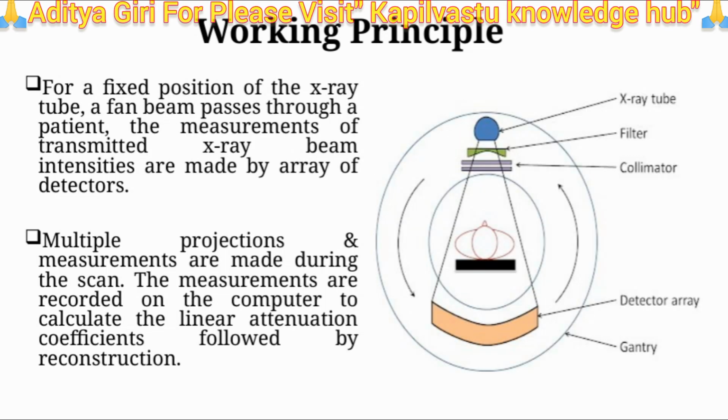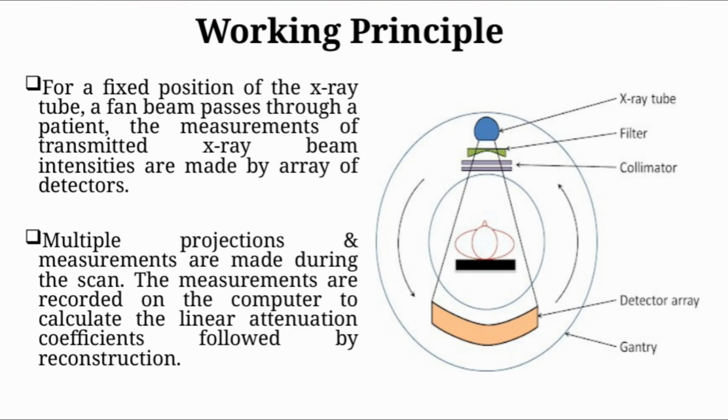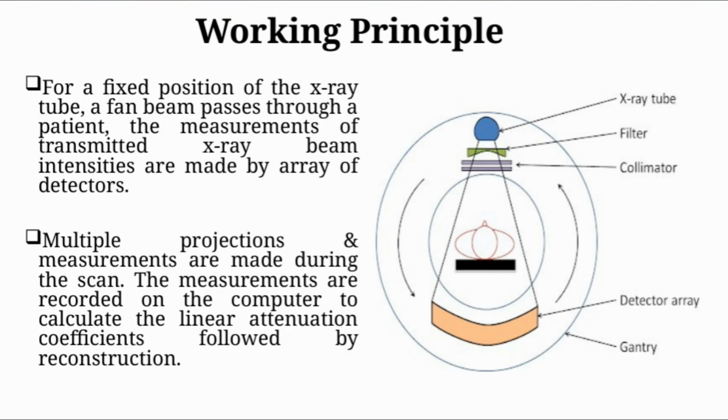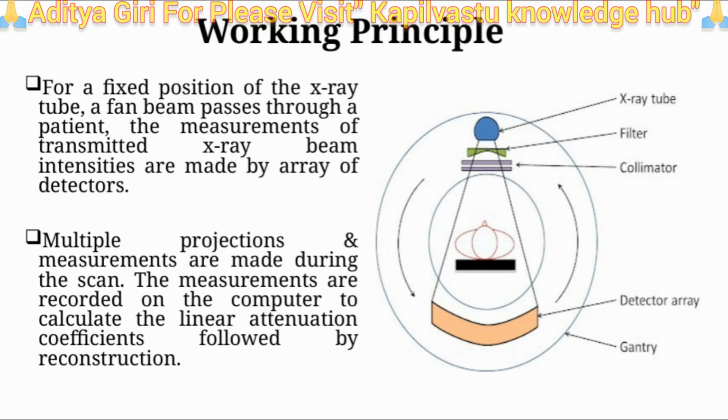Let's take a closer look at how the scanning process works. When the X-ray tube is fixed in a specific position, it emits a fan-shaped beam that passes through the patient. As this beam travels through the body, it gets attenuated depending on the tissues it encounters. On the other side, an array of detectors measures the intensity of the transmitted X-ray beam.